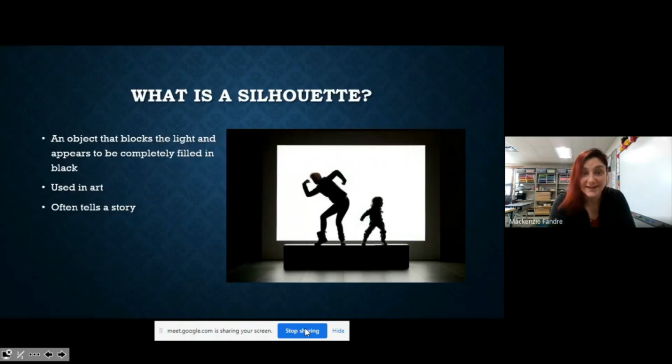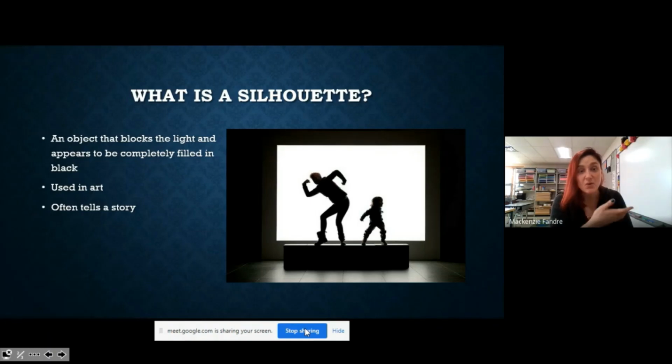Good question. A silhouette is an object, so it could be a person, it could be an apple, it could be a chair, it could be a shape. It's an object that actually blocks light, and it looks like it's filled in black. So if you look at this picture here, you can see that there are two people, but we really don't know much about them. We don't know what they're wearing. We don't know what color anything is. We don't know what they look like on their face. Maybe they're excited or scared, or maybe they're making goofy faces.